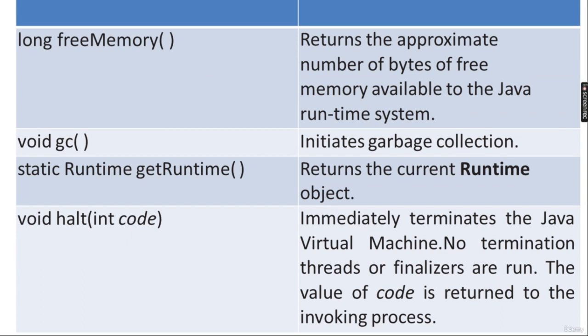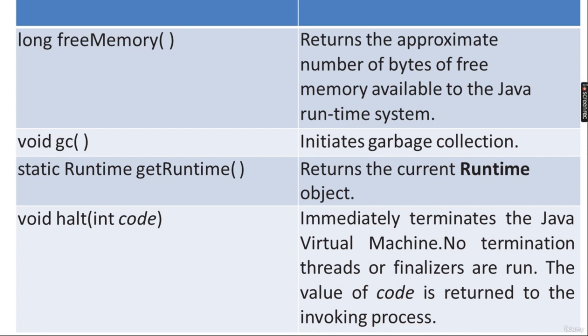long freeMemory() returns the approximate number of bytes of free memory available to the Java runtime system. Okay, the approximate memory is very large, and so it is written in the form of long. It cannot be written in the form of int. Although int is an integer number, it is a small integer, only 32-bit. It cannot hold a very large number, and our computer, PC or laptop has very large memory, so that number should be held in a very large primitive type, and that primitive type is long. Okay, so it will be written in long format.